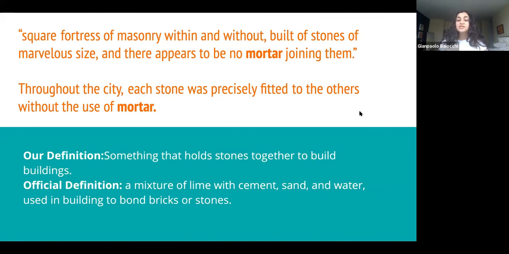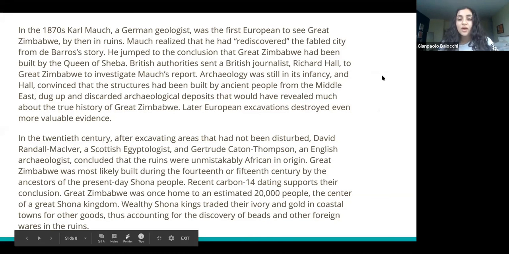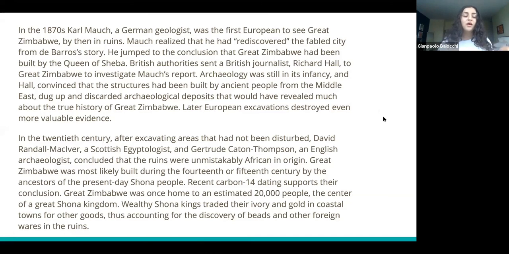So that's just an example of how to work backwards and come up with definitions for words that you don't know, but that you need to know. Yeah, and as you can see, it's pretty close to the official definition. So now that you know how, you can use it carefully, and it's a very good skill. So now we're going to move on to the next two paragraphs.